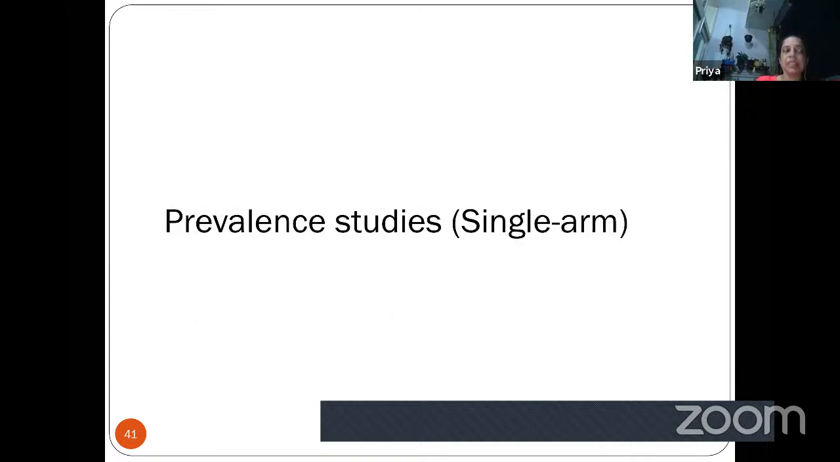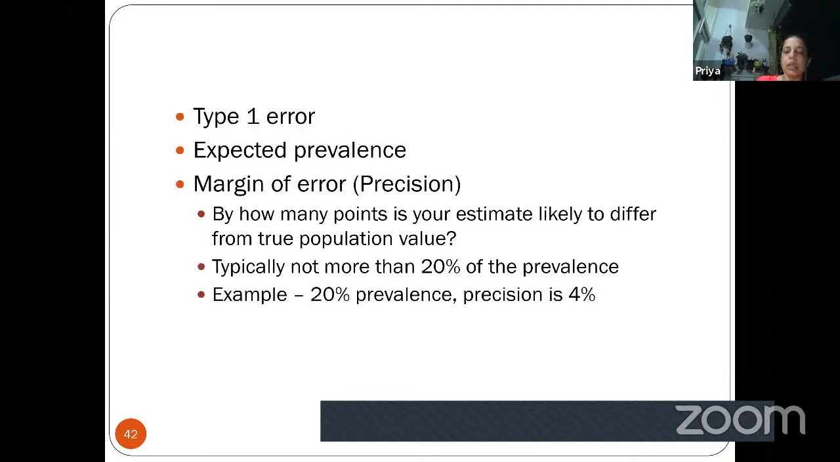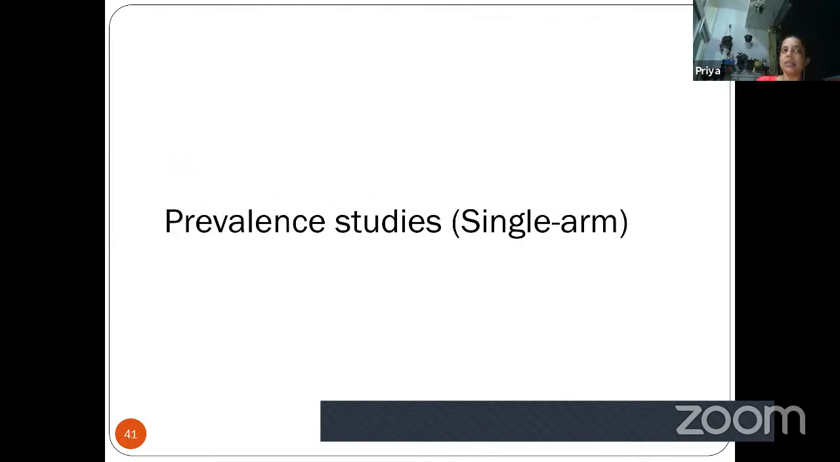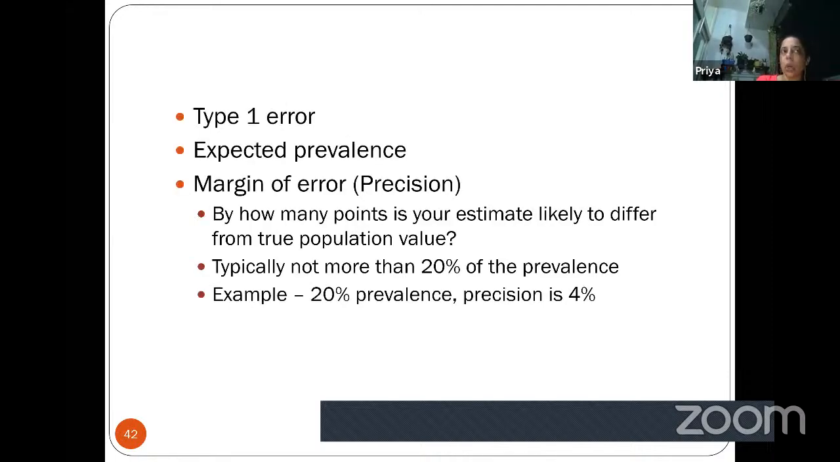Lastly, sometimes we do single arm studies or prevalence studies, right? So you want to do a survey in a population, or you just want to measure the incidence or prevalence of something. Now here there is no comparison. So there's no question of finding a difference by chance or of missing a difference. Here we talk about type 1 error because we want to be confident about our results.